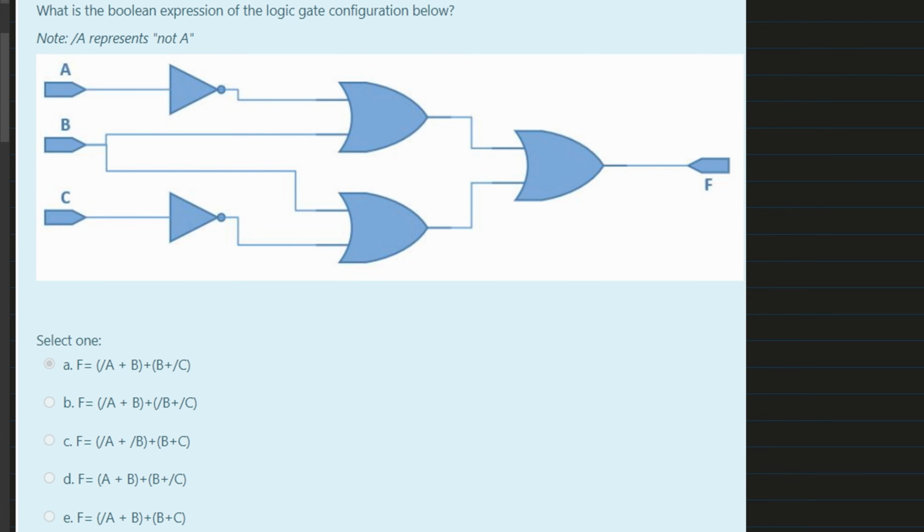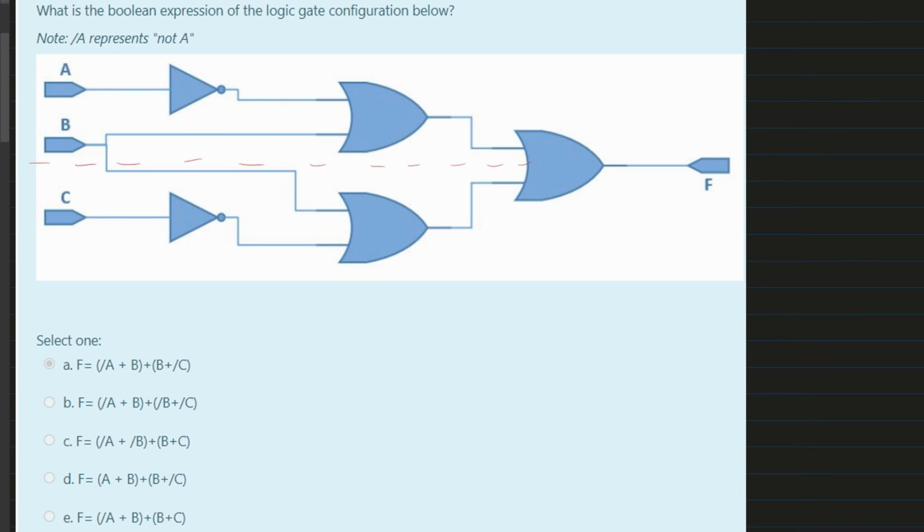We're going to look at two problems that are very similar but slightly different. We're asked, what is the Boolean expression of the logic gate configuration below? So when we first look at that, let's only concern ourselves with the top part of our logic gates. So we're only looking at everything above this red line.